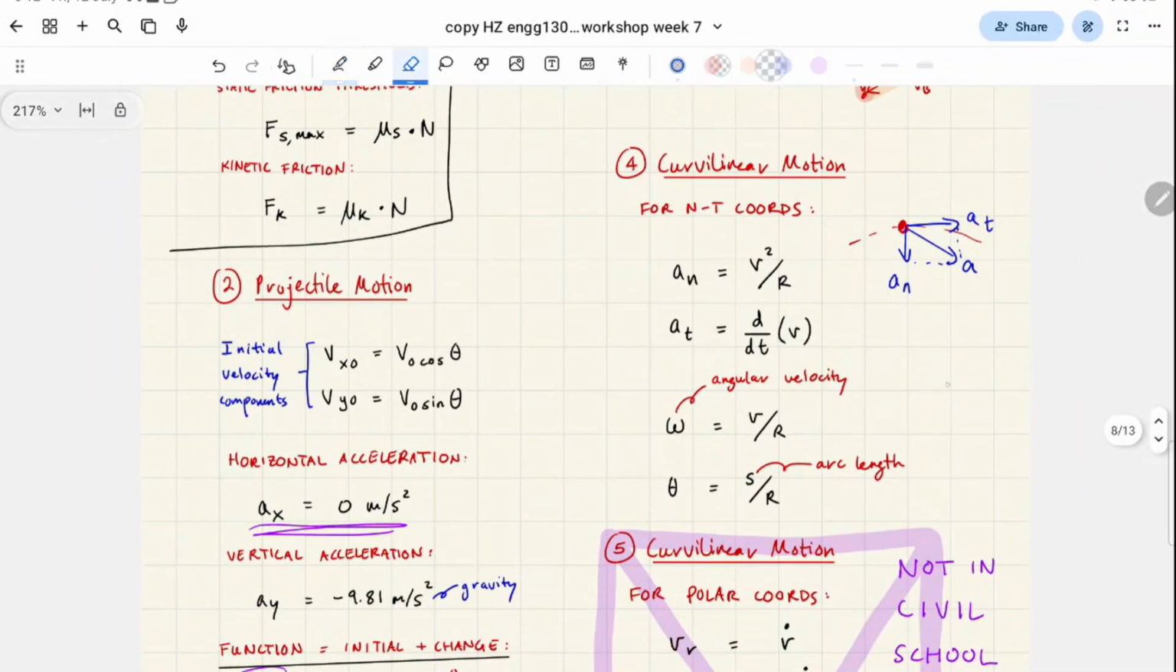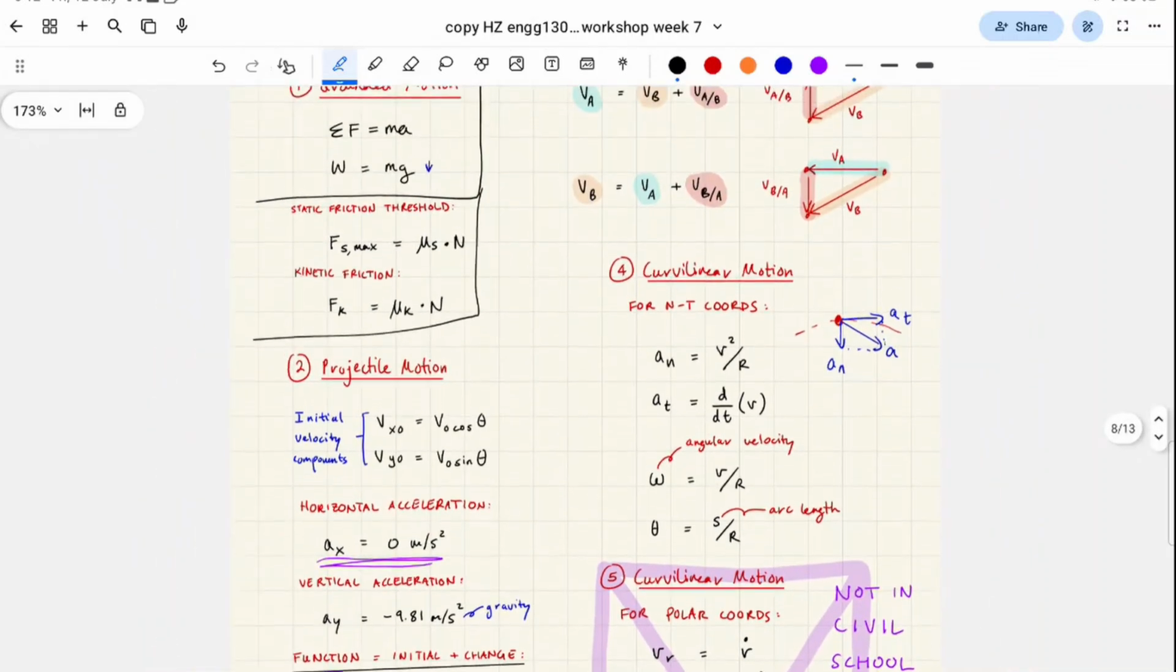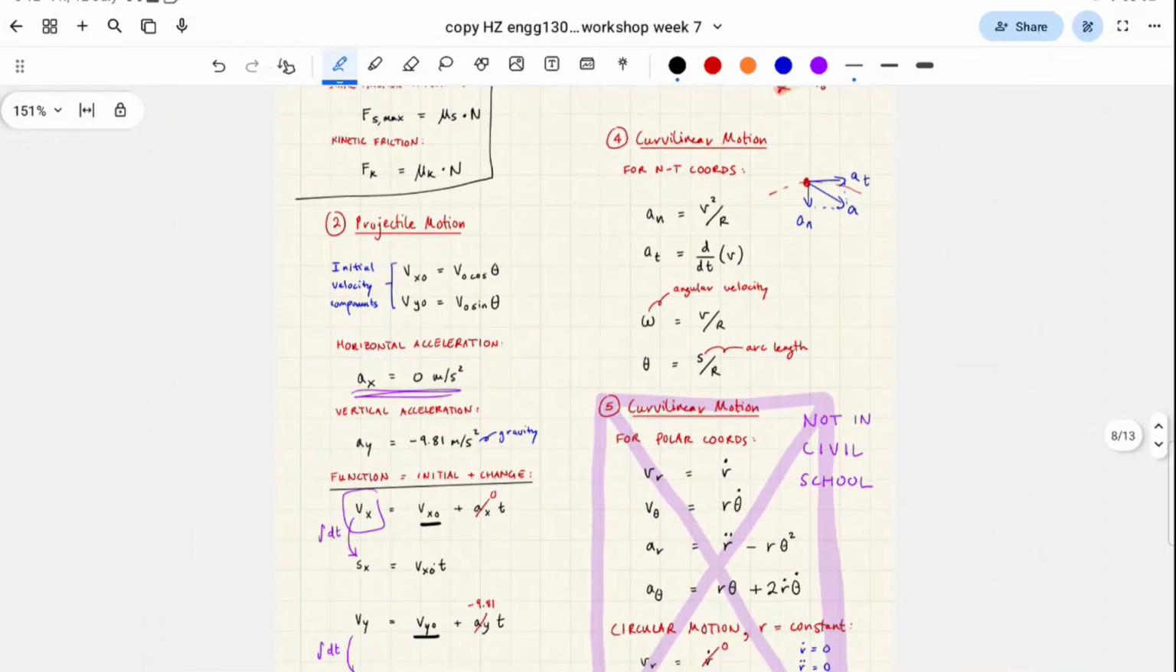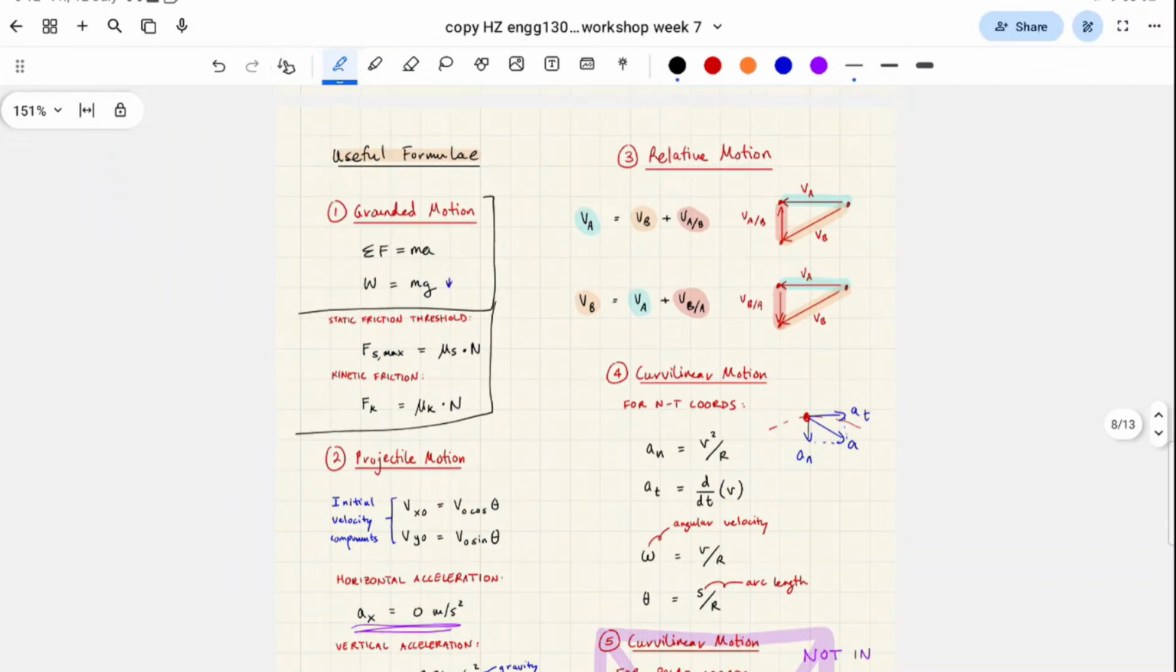Angular velocity and arc length. We won't actually see it in this workshop, but it helps to come back to it because these will be important formulas for when we do rigid body kinematics, right? Does anyone have any questions? I've just done an overview of what we're going to see in the next few questions.